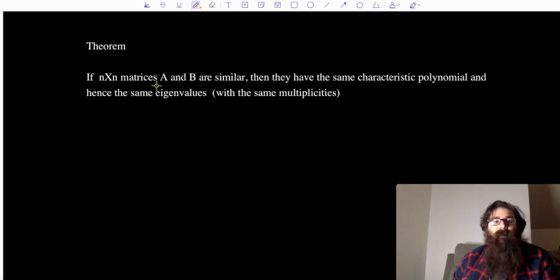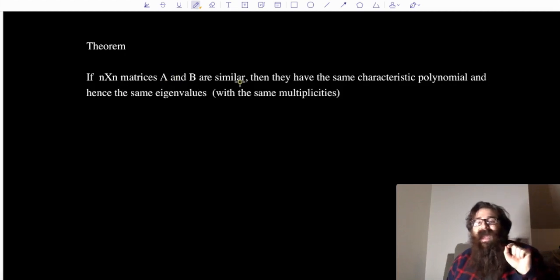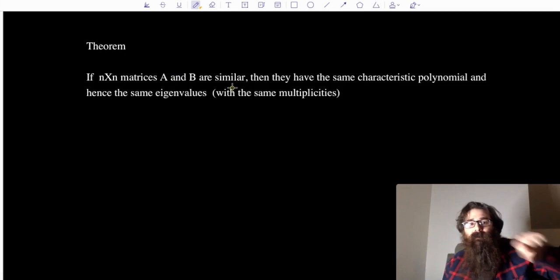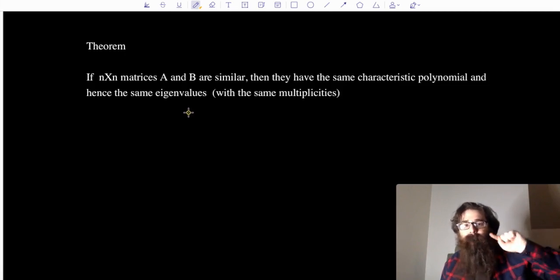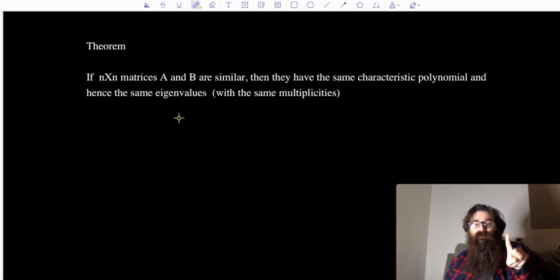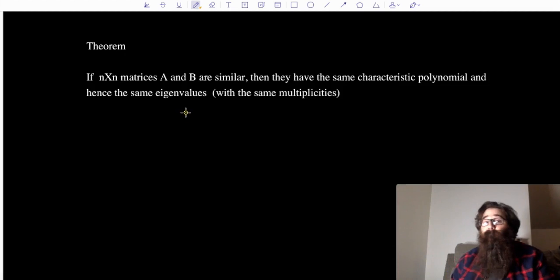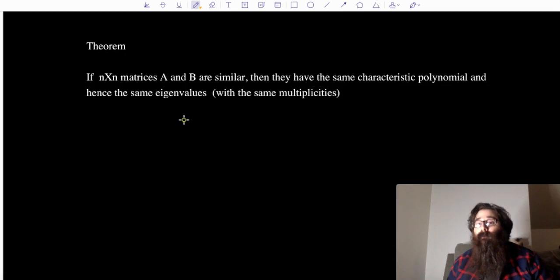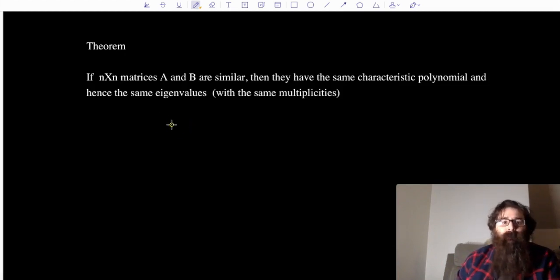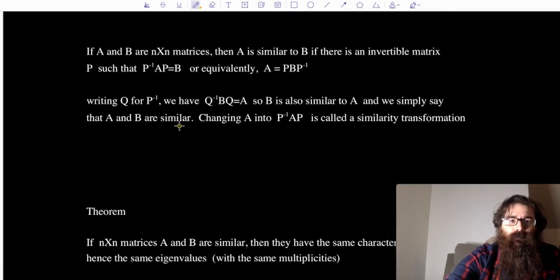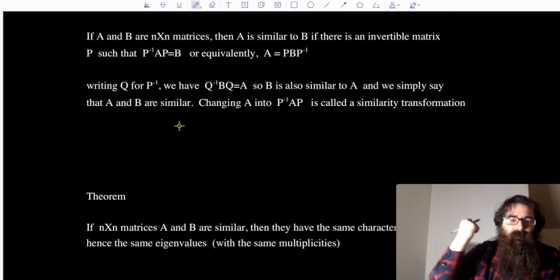If I have n by n matrices A and B that are similar, then they have the exact same characteristic polynomial, and therefore they have the exact same eigenvalues with the exact same multiplicities. So if I can show that two matrices are similar, they have the same eigenvalues. And that's going to be important when we talk about showing that a matrix is similar to a diagonal matrix, because that's going to make our life very, very easy. Let's talk about what we talked about with similar matrices, and then I'm going to get out of here, and you're going to get out of here too.